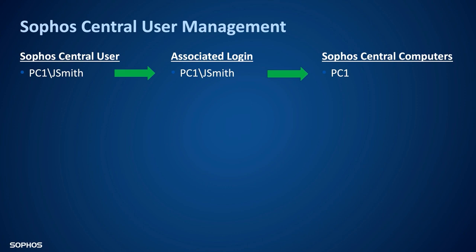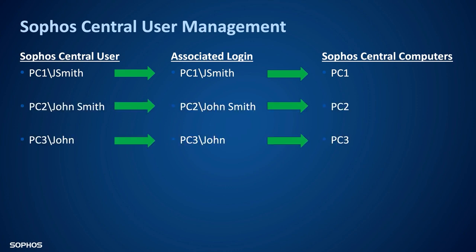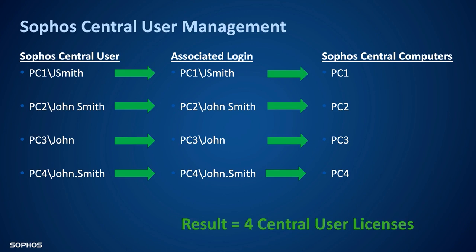As we start having more computers for J Smith, in this case we're going to give J Smith 4 computers, we're going to see as he signs on to PC2, it's going to have a different associated account with it. Same thing when we go to PC3 and PC4. So what happens in this scenario is we now have John Smith in the system. He has 4 different Sophos Central user accounts with the associated logons, and the end result here is that he is going to consume 4 Sophos Central user licenses.